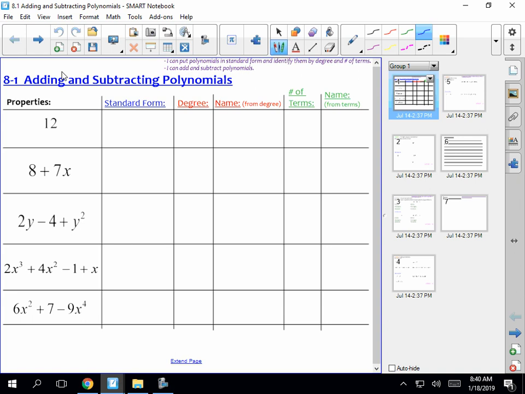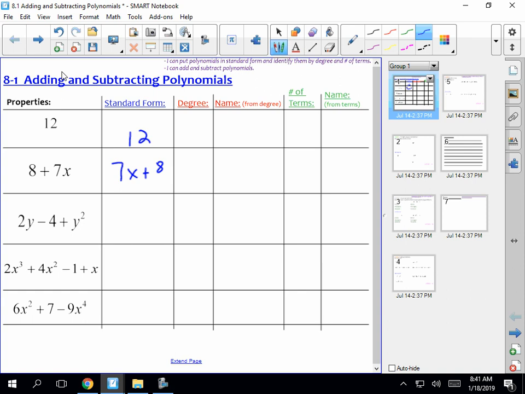So standard form. They're undercover, yes. So standard form for the number 12 would still be 12. Standard form for 8 plus 7x would be 7x plus 8. Please write this down, guys. What we do is we write the highest power term first, and then we go down in descending order of powers from there. I'll show you what I mean in the next one.